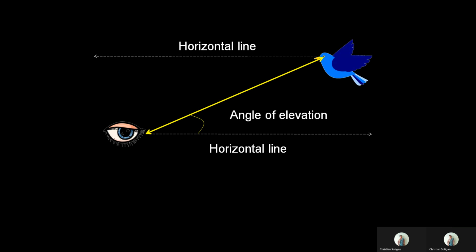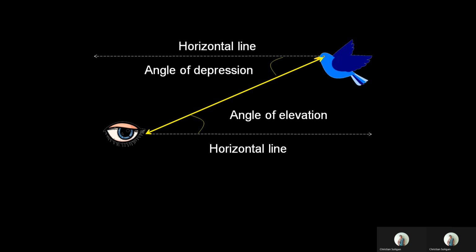Then, if the bird looks down at the observer, that imaginary line is also called the line of sight. Notice, again, that there is an angle formed between the horizontal line and the line of sight below the bird's eye. So that angle again is called the angle of depression.